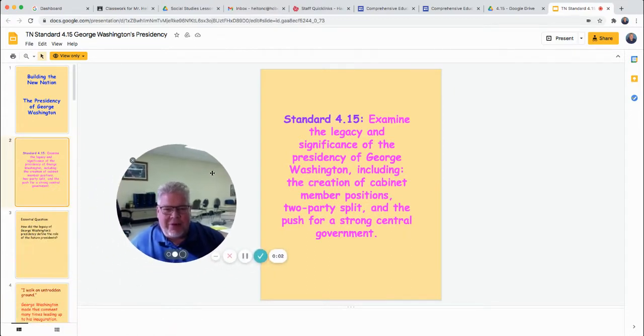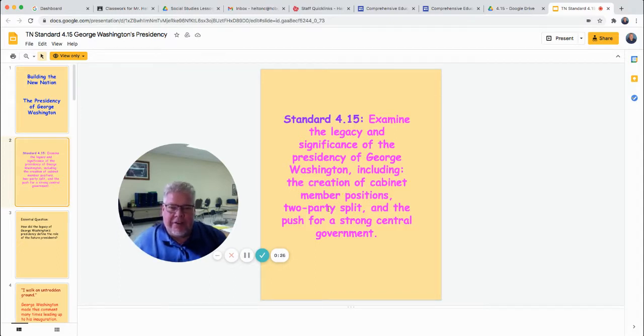Hey guys, today we're going to review standard 4.15, which is to examine the legacy and significance of the presidency of George Washington, our first president. But we also have to learn and be reminded of the four men he created for his cabinet member positions, the cabinet who helps him do his duty, and the two-party split. We looked a little bit at the Federalists and Anti-Federalists last week, and then the push for a strong central government, which of course the Federalists wanted.